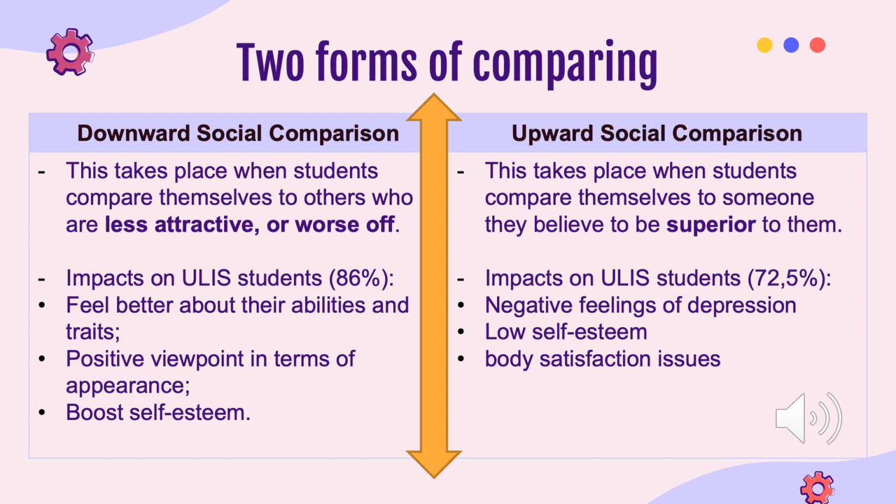Theory suggests that social comparison is one of several processes by which a student makes assumptions about their own level of physical attractiveness. This can result in body satisfaction issues. In particular, when female ULIS students compare themselves to Instagram body images, which present an unattainable or thin ideal, it is likely they will develop dissatisfaction with their own bodies. 72.5% of ULIS students admitted having tried some methods to improve their current body state because of Instagram body images.